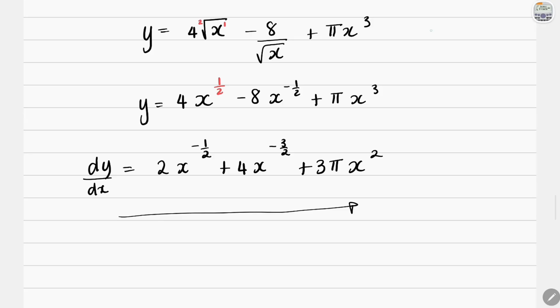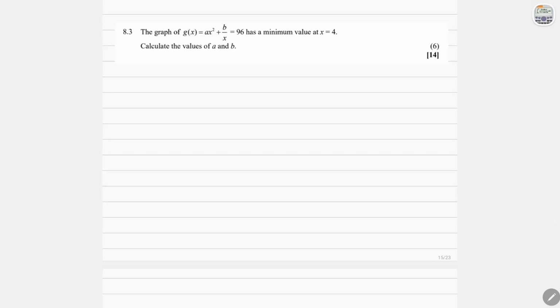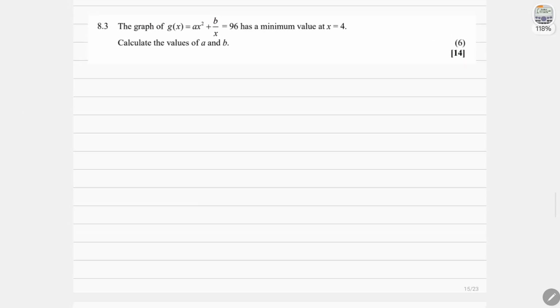Moving on to the next question. Question 8.3 says, the graph of g of x is equal to ax squared plus b over x is equal to 96.